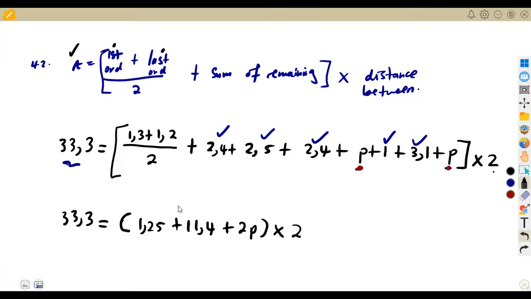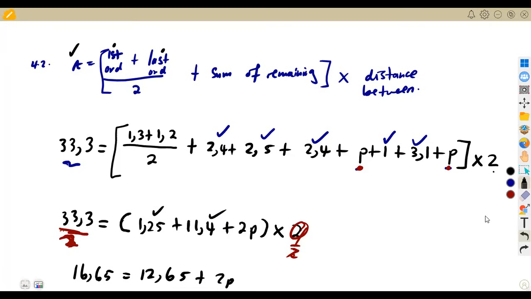So it's either you're going to expand the bracket, or you're simply going to divide by 2 both sides here. If you divide by 2, that means it will cancel these 2 here. So that means we've got 33.3 divided by 2, which is going to be 16.65, equal to, we can collect like terms, this part and this part, combine them together. That was going to be 12.65 plus 2p. Then we can even transpose.